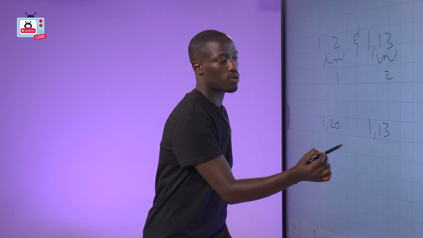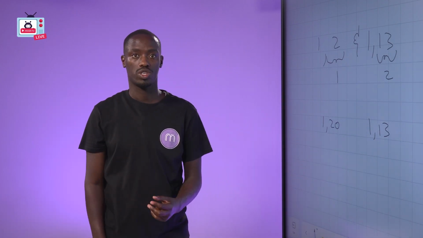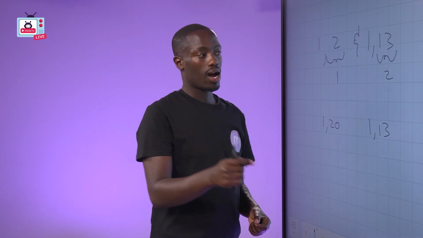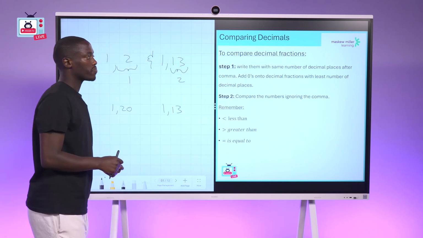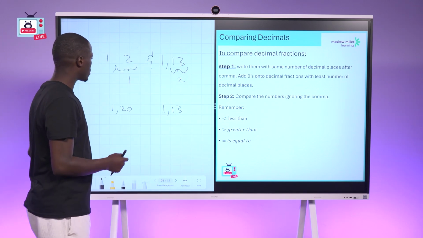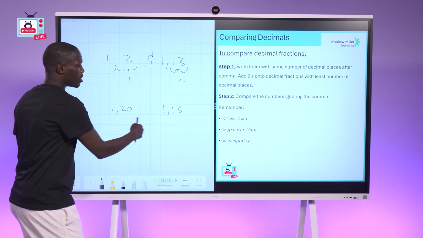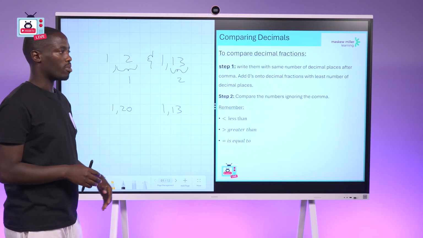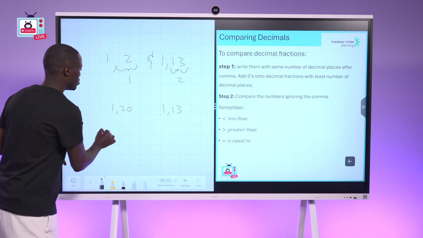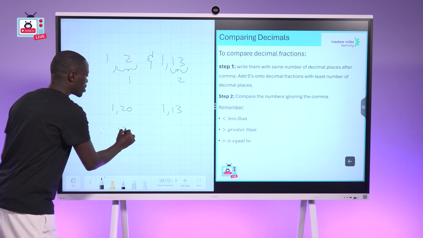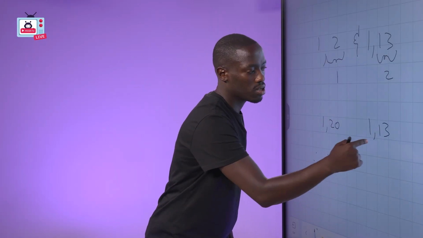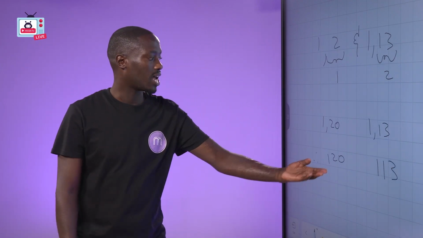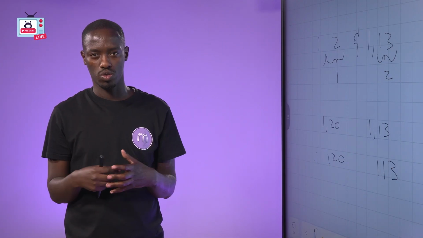Now I have 2 decimal places here, and there I also have 2 decimal places. Now I can start to compare my 2 decimals. Step 2 says you can compare the numbers ignoring the comma. Now that I have 2 decimals, I can just compare the 2 numbers without checking the comma. That means I can interpret this 1,20 as just 120 against this 1,13 as just 113. And now we are back to whole numbers, which is what we do best.